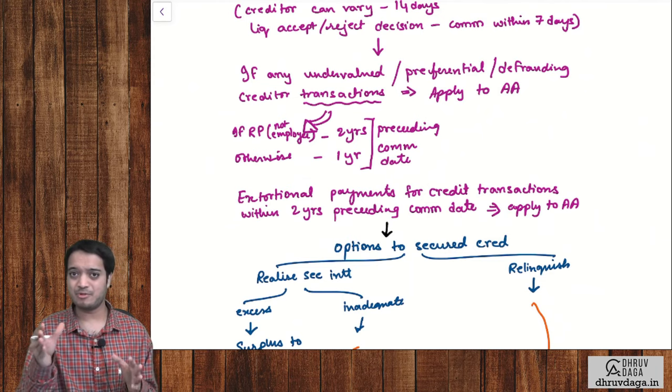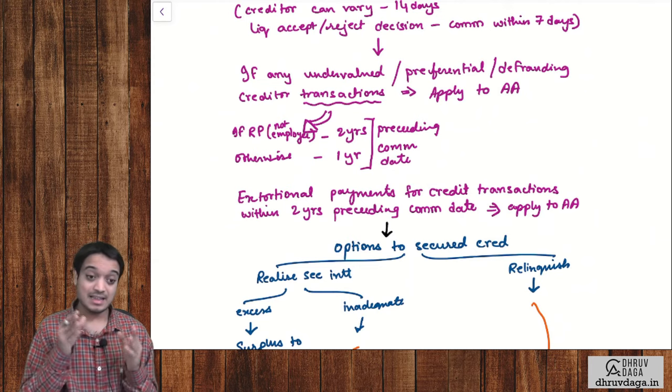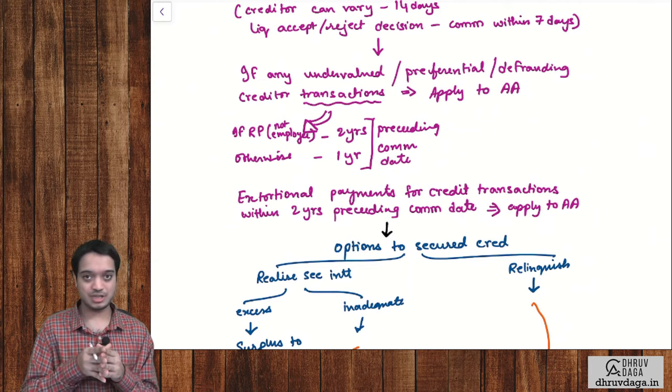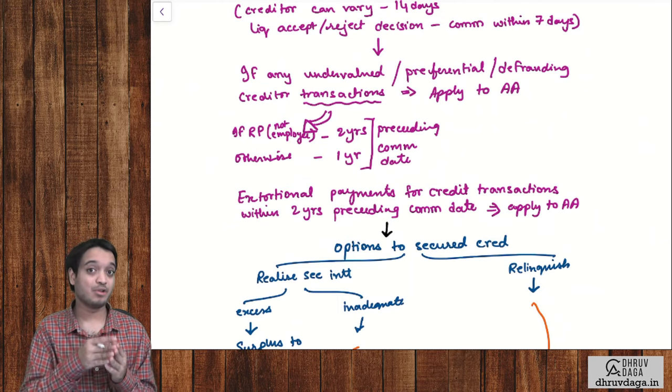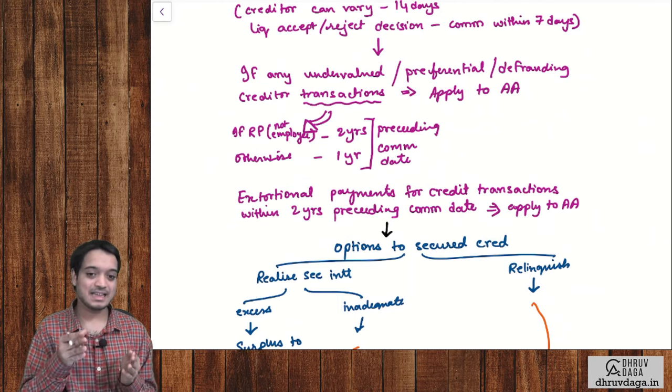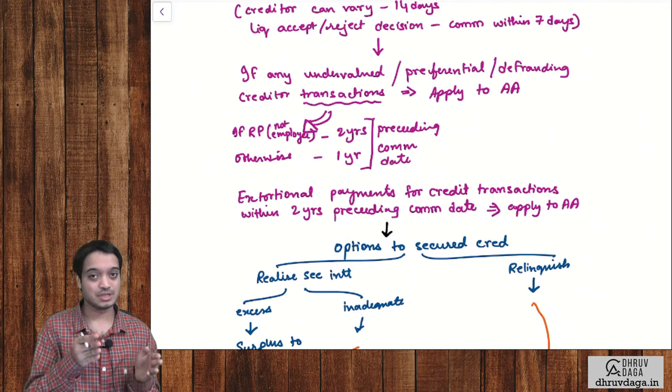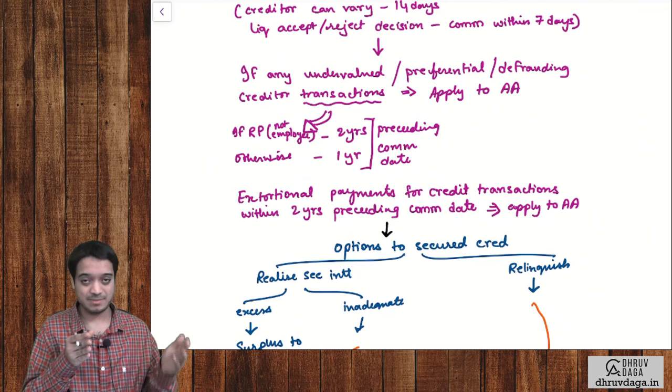They will deal with it appropriately, declare it void वगैरह. ये transactions कब किए होने चाहिए? ये transactions अगर with related parties, other than employees अगर हैं, then in that case, they can be within a period of 2 years before the insolvency commencement date.